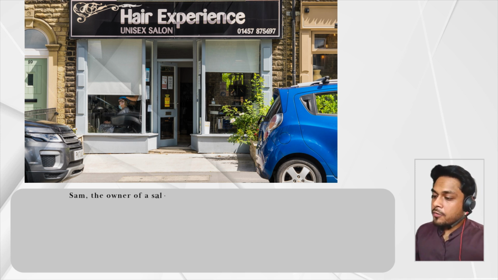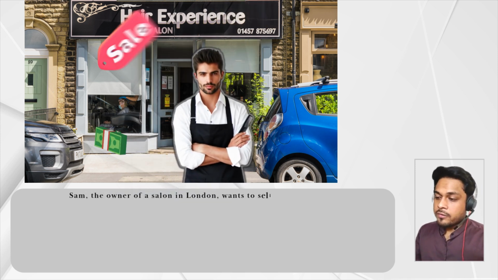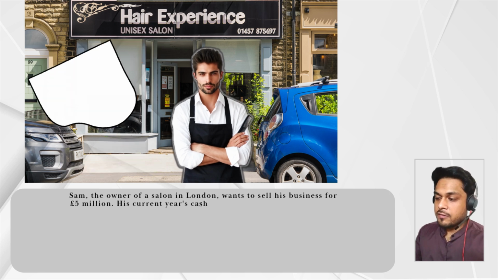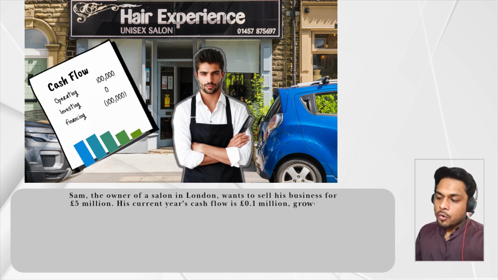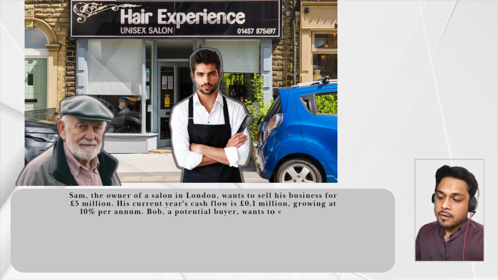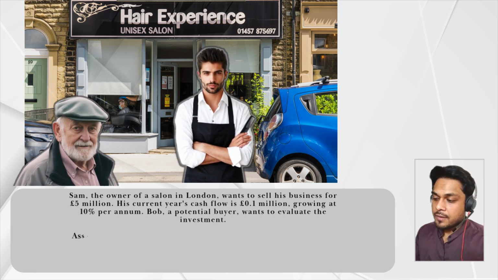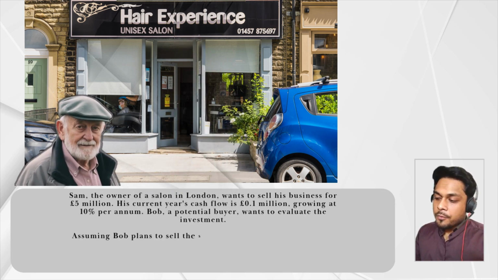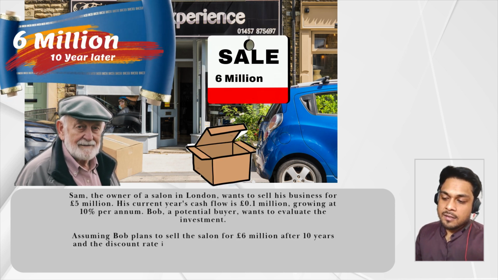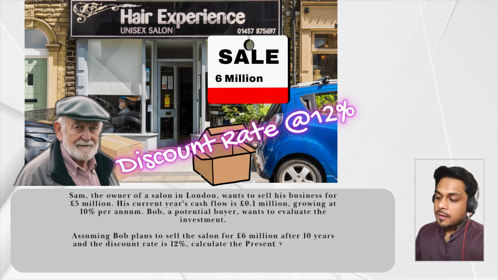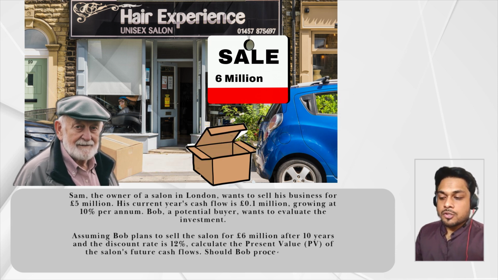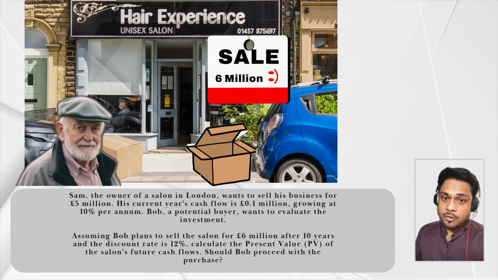Sam, the owner of a salon in London, wants to sell his business for £5 million. His current year cash flow is £0.1 million, growing at the rate of 10% per annum. Bob, a potential buyer, wants to evaluate the investment. Assuming Bob plans to sell the salon for £6 million after year 10 and the discount rate is 12%, calculate the present value of the salon's future cash flows. Should Bob proceed to buy the salon or not?